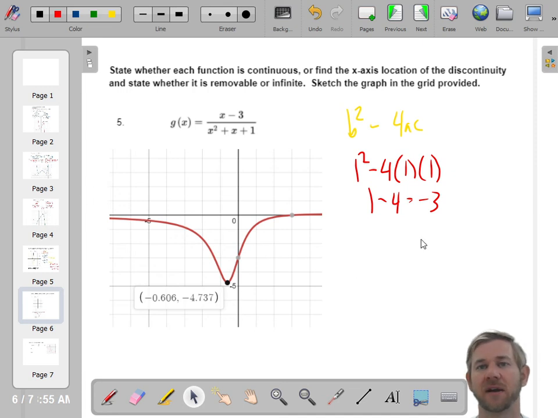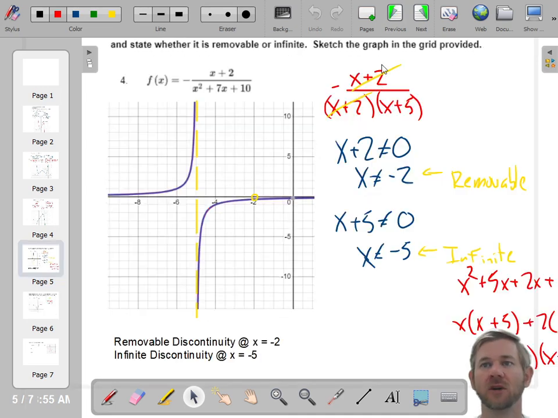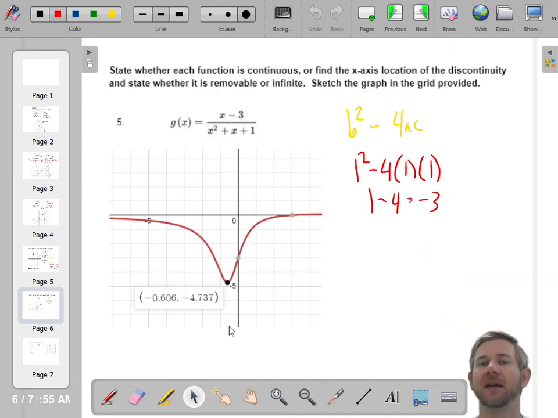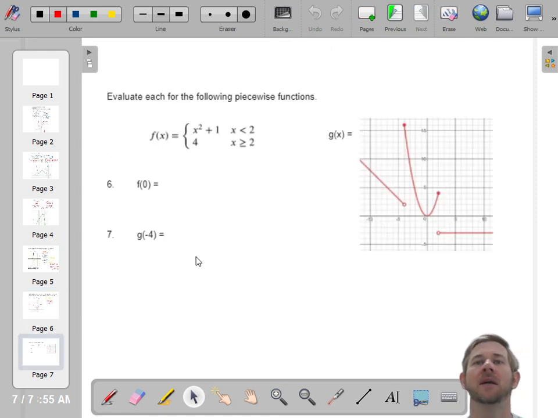It's one of those valley problems. So this is a good example of a problem that is bounded above and below, but it is a continuous function. There's no discontinuities in the graph. So we've seen a removable, we've seen an infinite, and now this one has no discontinuity, so it is continuous. And the last thing is piecewise functions. So you've got to be careful.